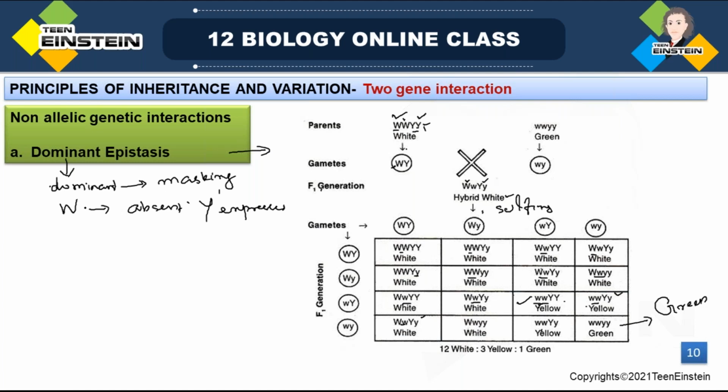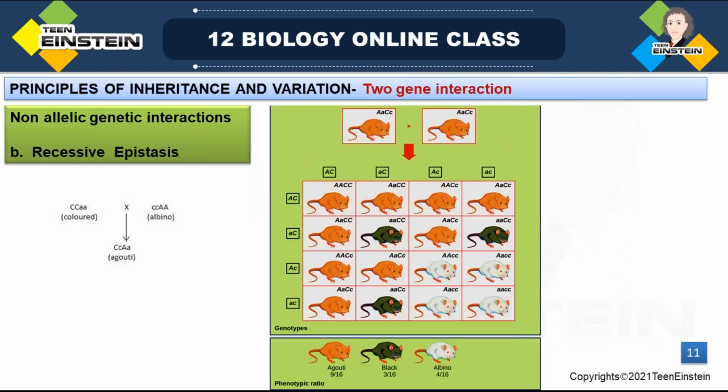Okay. Next is recessive epistasis. So recessive epistasis is where a recessive allele will get a chance for expression when it is coming in a homozygous condition. Heterozygous means again the dominant allele will get expressed. So this is the recessive epistasis. When it is coming in recessive condition, that is having a masking effect over the dominant allele. Okay. So here the example is in mice.